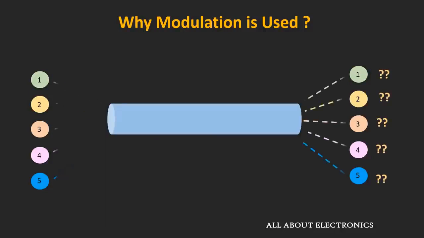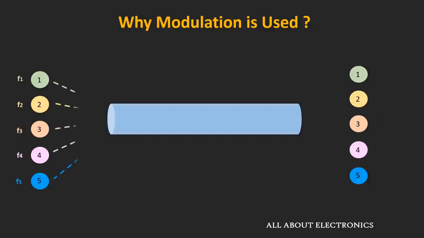But instead of that, if each signal is modulated at a different carrier frequency and all carrier frequencies are relatively far away from each other, then there won't be any interference, and all the signals can be demodulated at the receiver and the message signals of each transmitter can be retrieved.